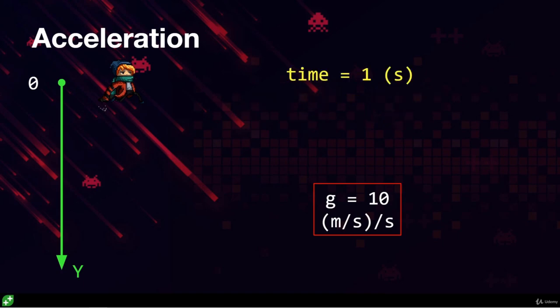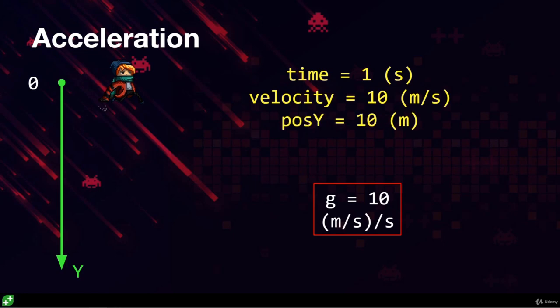1 second later, however, because the velocity is changing by 10 meters per second, the acceleration due to gravity has increased velocity by 10 meters per second. Now, since the velocity is 10, when we update Scarfy's location, his y position is now 10, because at 10 meters per second, 1 second has passed, so his y position is now 10.